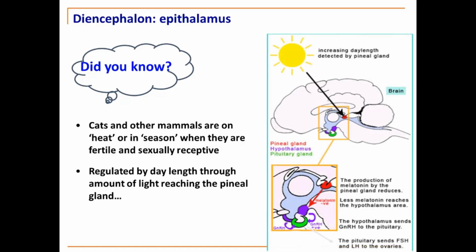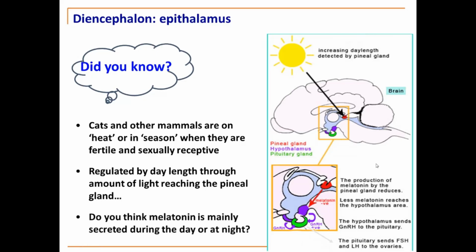So what I want you really to do is have a look at this image. All it's showing is we've got the sunlight there, and we get an increase in day length, so more sun, and that's detected by the pineal gland. The pineal gland is then talking to the hypothalamus, and what I want you to do is just read through this and really think, is melatonin mainly secreted during the day or at night, and why do you think that might be the case?